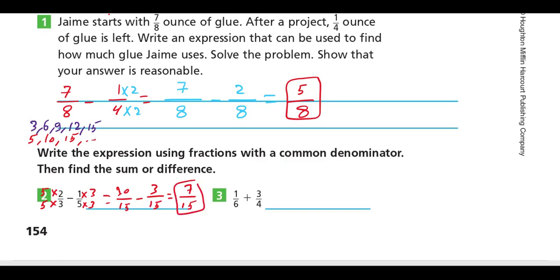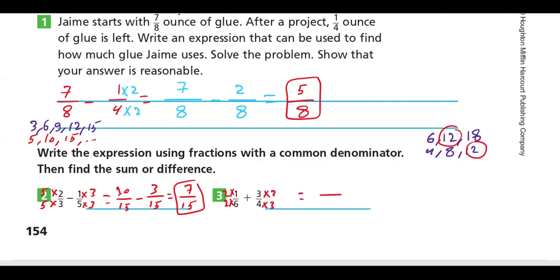So 1 over 6 and 3 over 4. So as we know, 6 and 12, the first common between them is 12. Or we can write table 6, 6, 12, 18, 4, 8, 12. So the first common is 12. So multiply 6 by 2, it will be 12, up and down. Multiply 4 by 3, up and down, it will be 12.